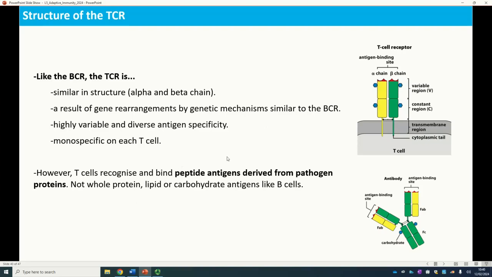Remember again that T cells are recognizing peptides that are derived from pathogen proteins, so it's not the whole protein. So a B cell receptor is recognizing the whole protein, but the T cell is just recognizing peptide fragments that have been presented to it.